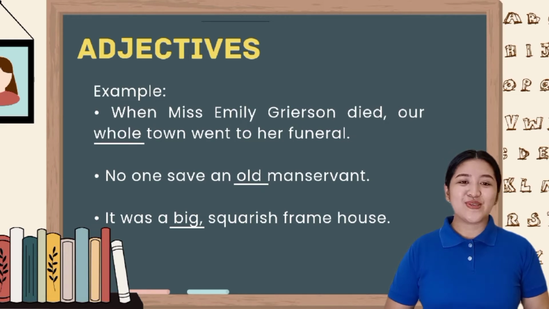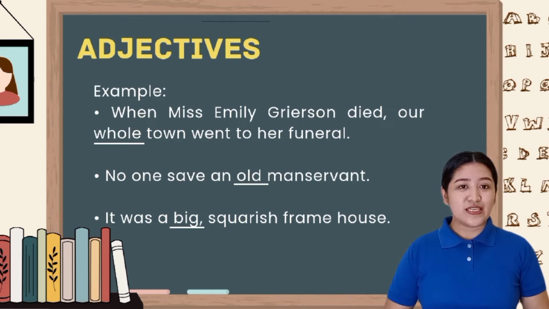Another example is: no one save an old manservant. What do you think is the adjective in the sentence? Right, the adjective in the sentence is old, which modifies the noun manservant. The adjective here describes the quality or the state of being of the noun.